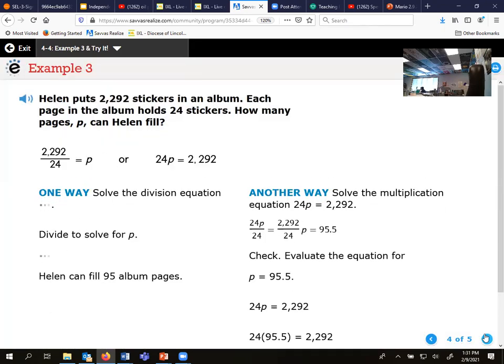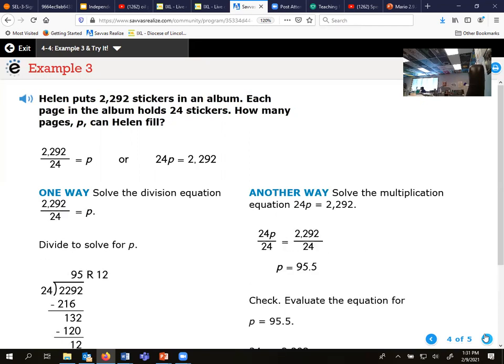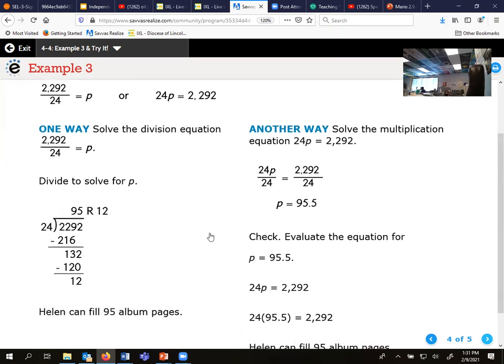Okay, so if we reduce this one, the 2,292 divided by 24, we're going to divide and get 95 remainder 12. So she can completely fill up 95 pages. Wow.